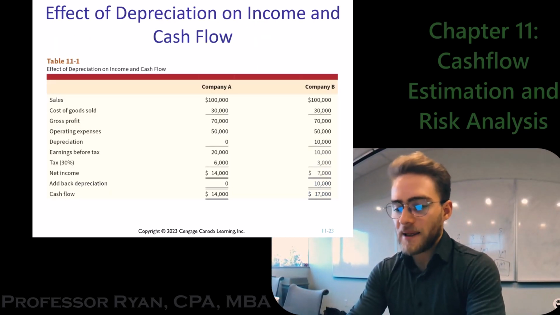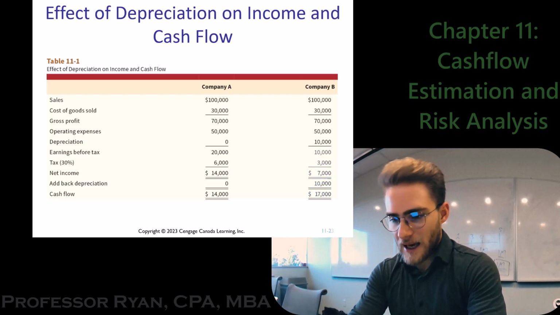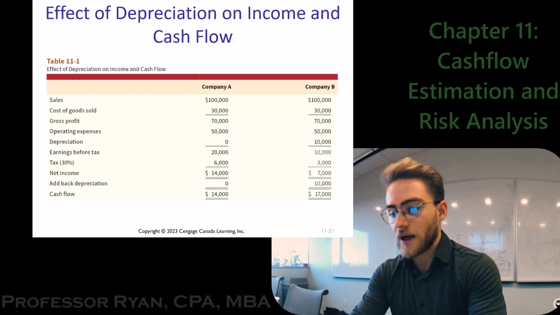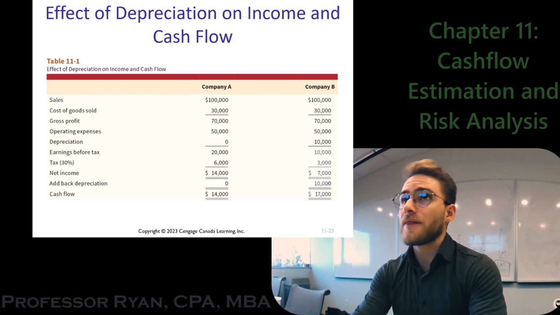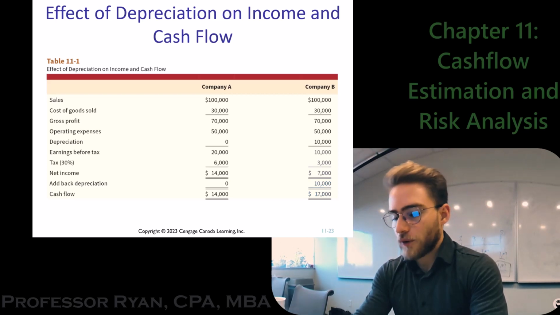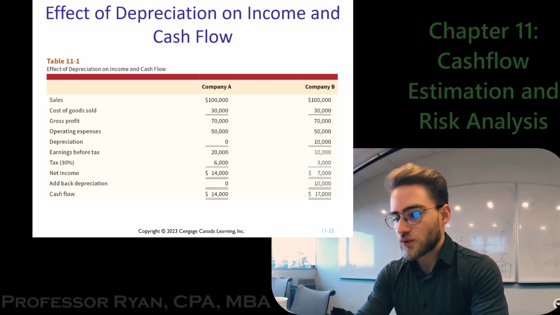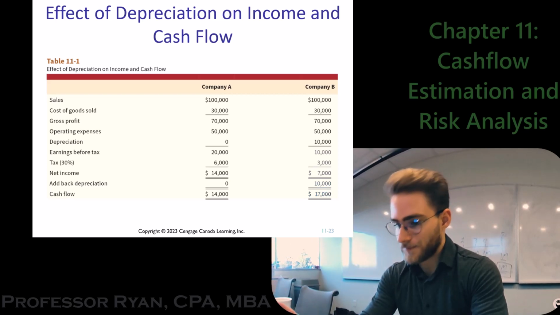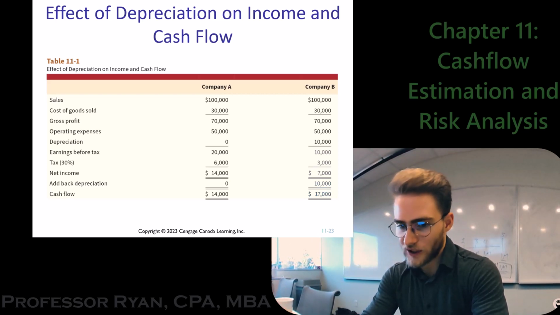On the left, you have company A, okay? Company A has 0 depreciation, okay? And on the right, you have company B. Company B has $10,000 in depreciation. So company A's earnings before tax is $20,000, whereas company B's earnings before tax is $10,000. And that's specifically as a result of depreciation, nothing else changes, okay?